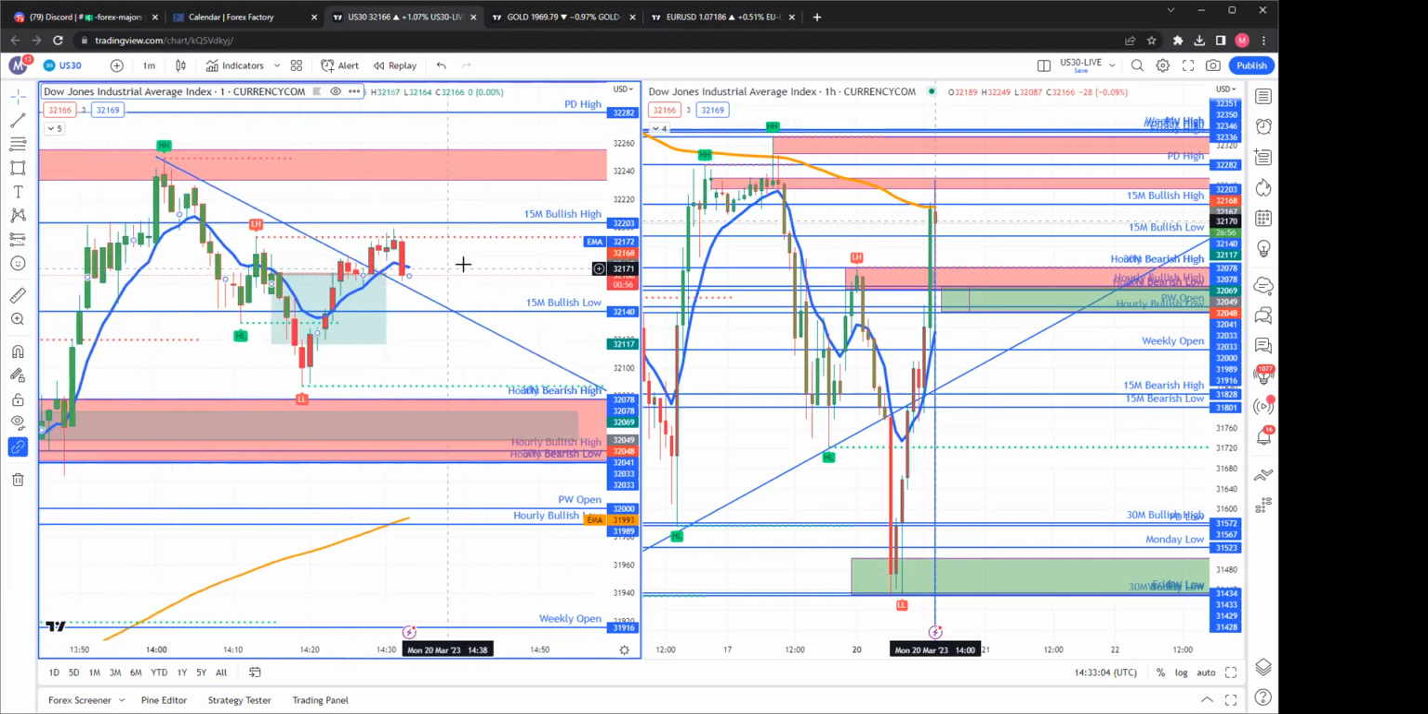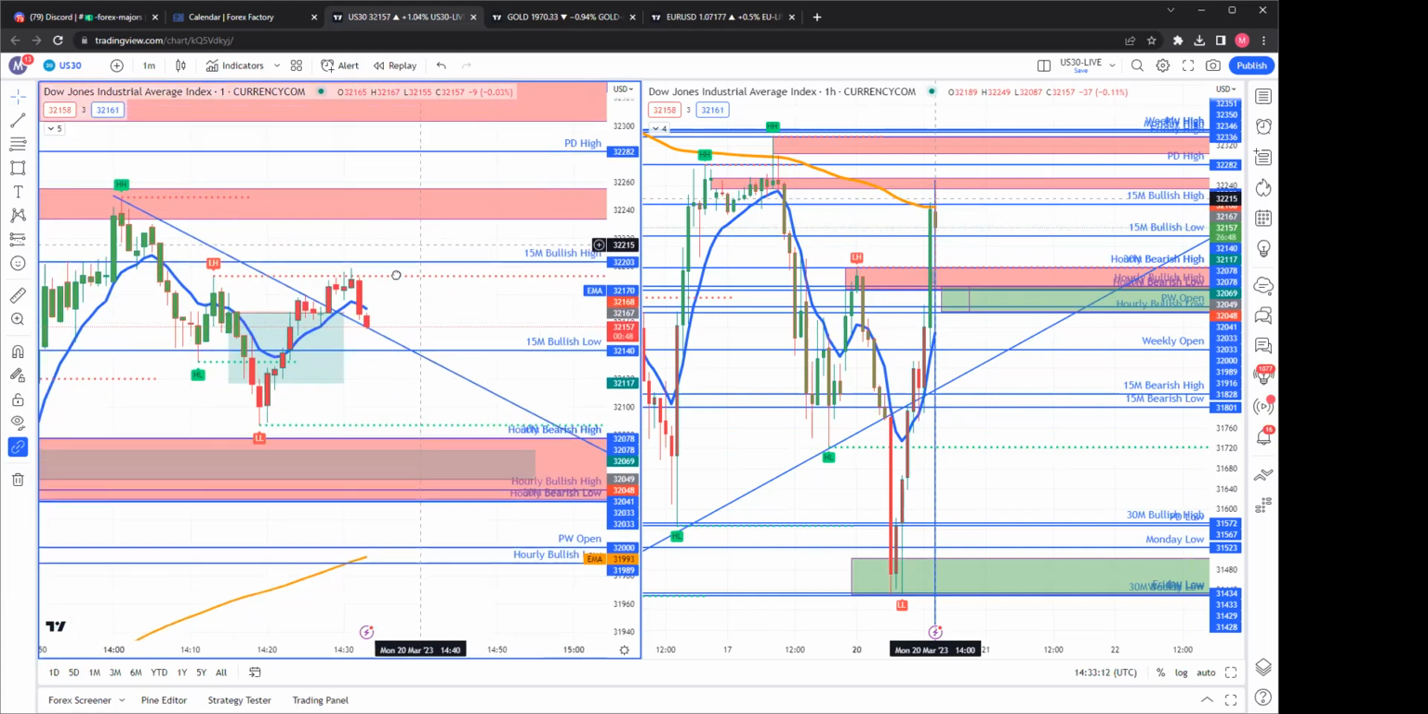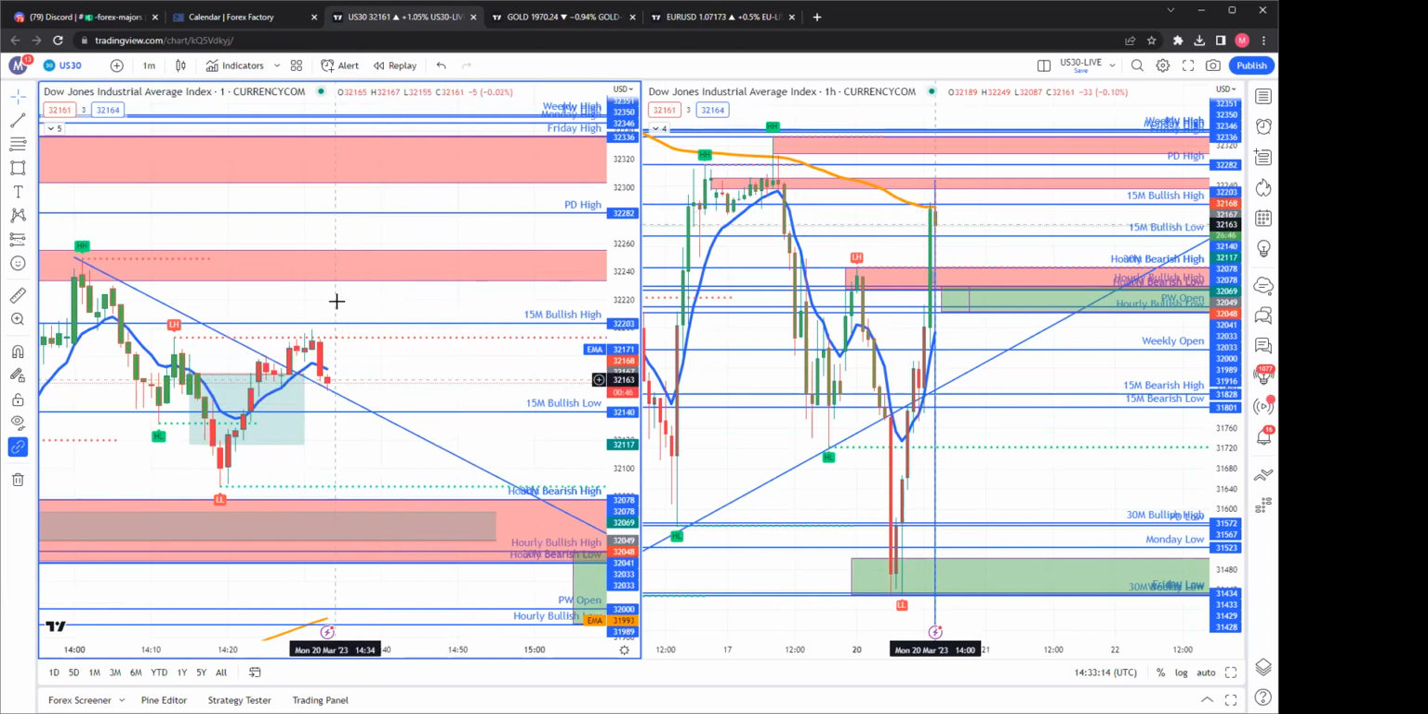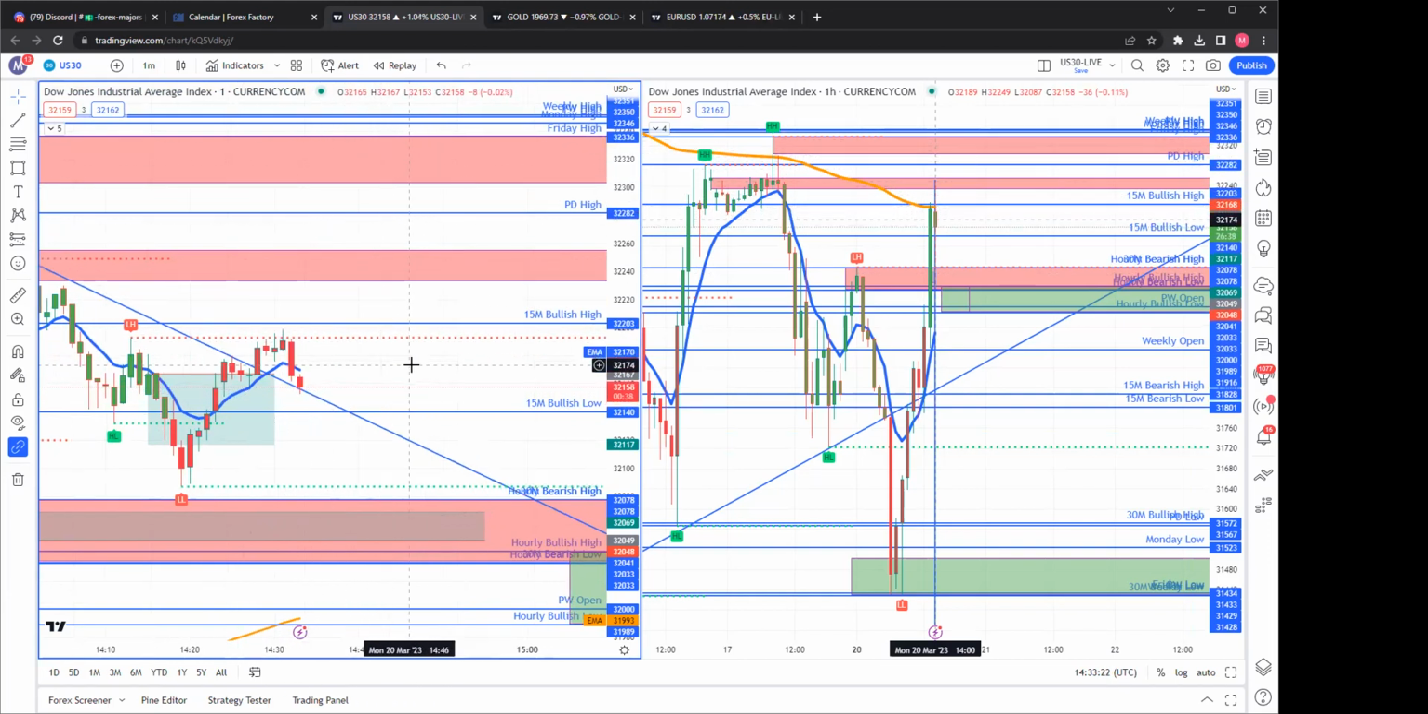All right, so rejecting around the 15-minute bullish. This is what I want to see for confirmation of a sell. I don't want this bullish high to be broken, because if this bullish high gets broken, they'll find liquidity to pop price up and test this area heavily. And if this area gets broken, that's not good for US 30. I mean, if you're looking for a buy, perfect.